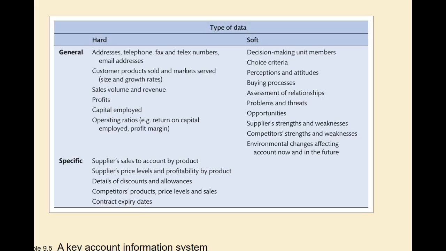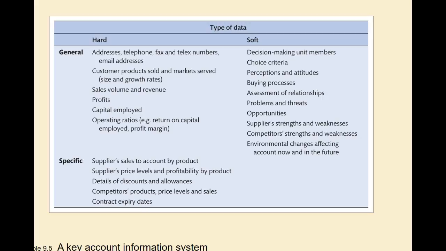So you need to be in tune with that so you're able to be on top of it, and if the contract expiration is coming soon, that you're working hard so that you can renew that contract. Some of the soft data that you could be looking at would be decision-making unit members, their choice criteria, what their perceptions and attitudes are, their buying processes, always taking a look at what the assessment of the relationship is. You want to keep your eye on that and not let any problems fall through the cracks. Any sorts of problems and threats or any opportunities that might be out there.